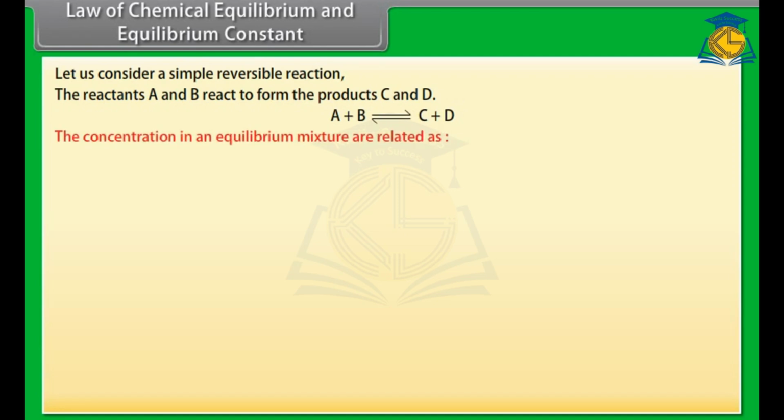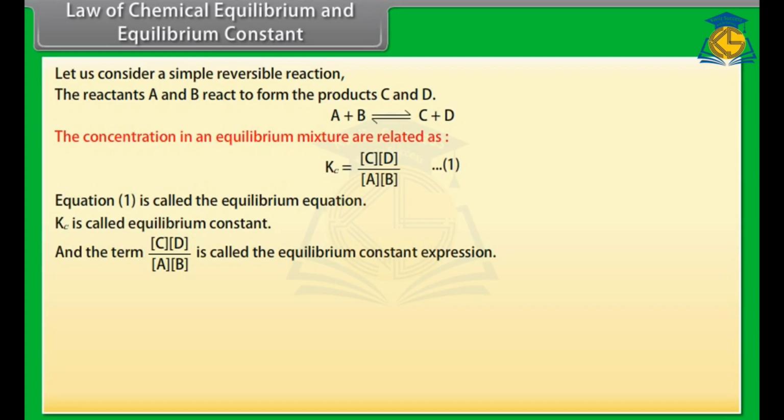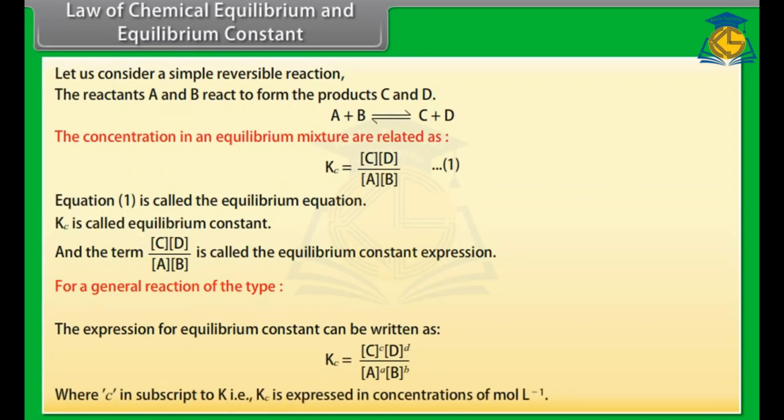The concentrations in an equilibrium mixture are related as, name it as equation 1. Equation 1 is called the equilibrium equation. Kc is called the equilibrium constant, and the term is called the equilibrium constant expression. For a general reaction of the type, the expression for equilibrium constant can be written as, where C in subscript to K, that is, Kc, is expressed in concentration of mole per liter.